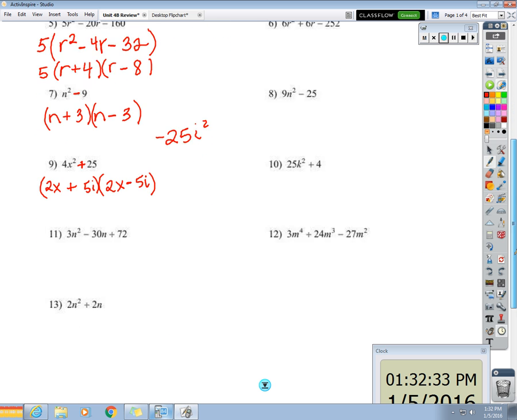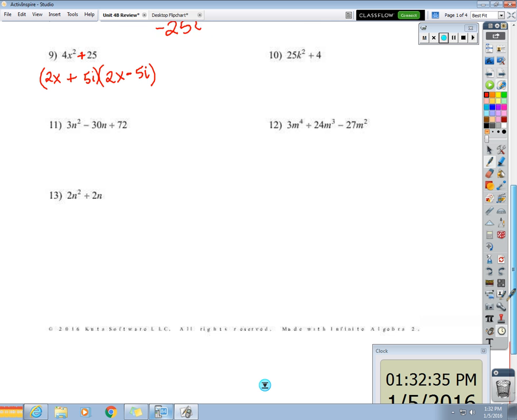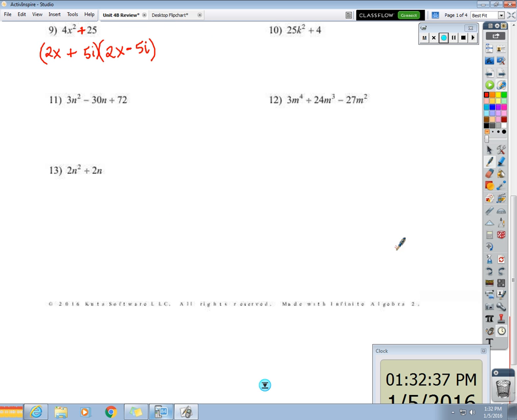Okay, number 11. What did we do first on number 11? Okay, pull out the 3 because that's called the GCF. When you pull out a GCF, you're dividing it out of the polynomial. What's 3n squared divided by 3? Right, and then bring down the minus. What's 30n divided by 3? 10n. Bring down the plus. What's 72 divided by 3?